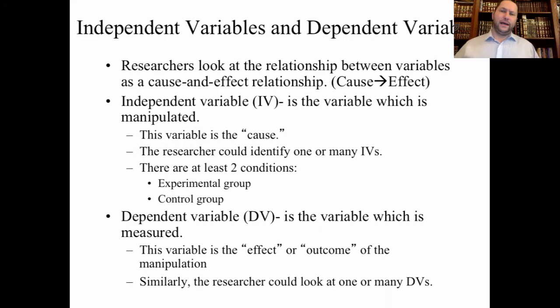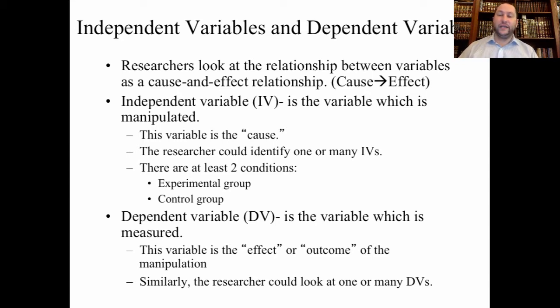So as I mentioned, when we talk about an experiment, a basic experiment has one independent variable, one dependent variable. And you may recall in our last lesson that the definition of a variable is anything that can fluctuate, anything that can assume two or more levels or values. So an independent variable, that's the variable you manipulate.